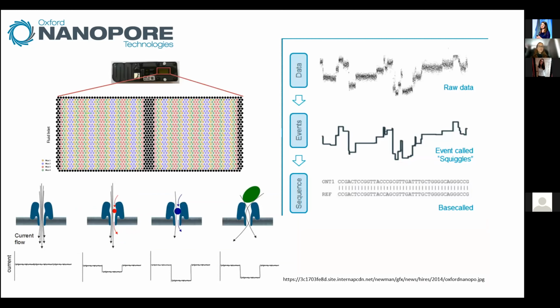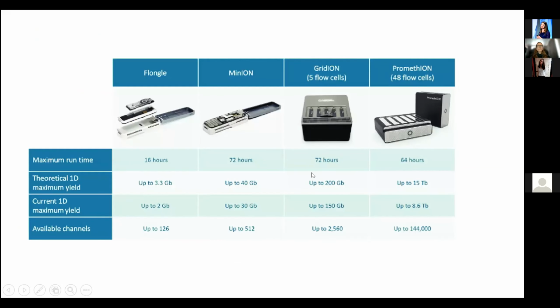As I said before, an electrophoretic force is induced by the positive electric field which is applied, and it attracts negatively charged DNA and drags it into the pore. Then the difference in resistances of different bases allows the DNA sequence to be determined. And base calling takes place in real time. And here are some of the Oxford Nanopore sequencing devices.